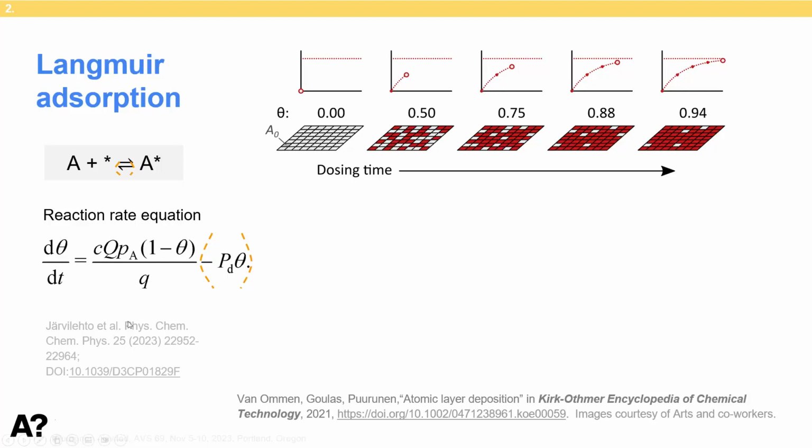And here's the reaction rate equation. This specific one is from the paper by Järvilehto et al., but you have it, of course, in all papers that are doing modeling. They might use slightly different symbols, but the contents really are the same. This is also the one that was shown in one of the earliest papers.